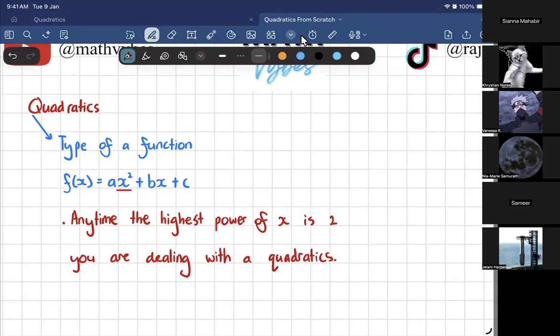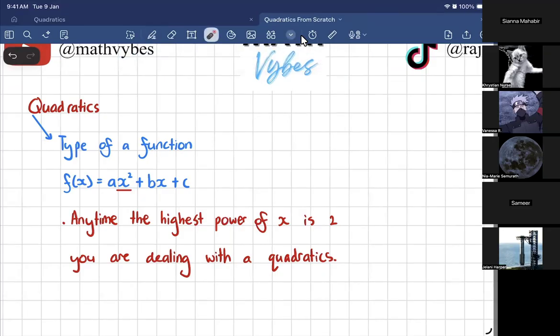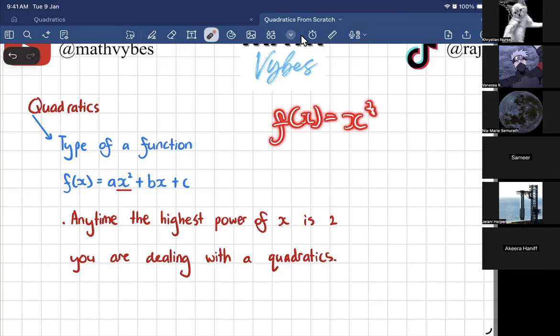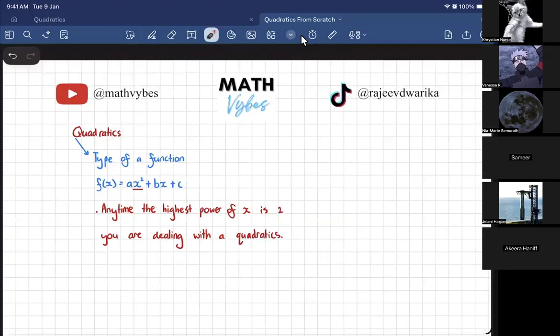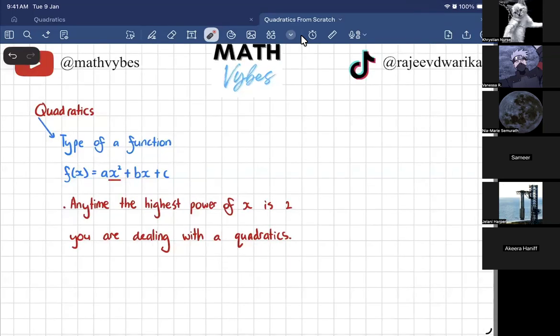So I'm gonna throw some questions at you quickly. Let's just say we had this function here: f of x is equal to x squared. Quadratic or not a quadratic? That is a quadratic, because of the square. So this is a good thing we're starting this from scratch. Once the highest power of x is 2, you're dealing with a quadratic, regardless of what you see.